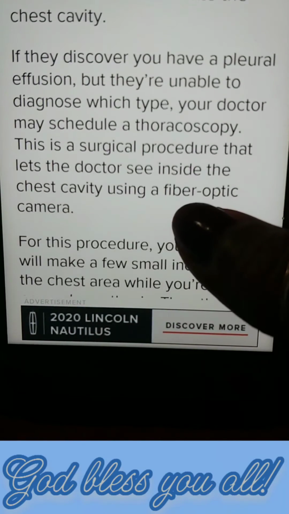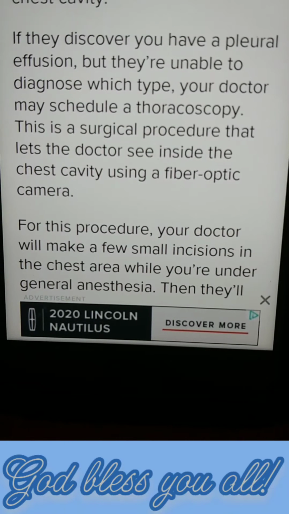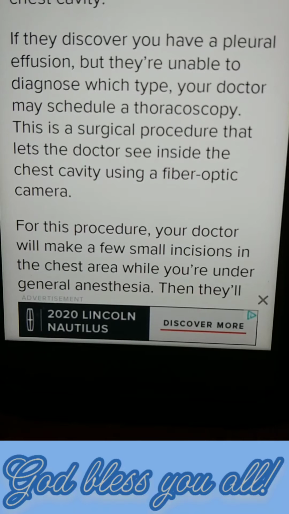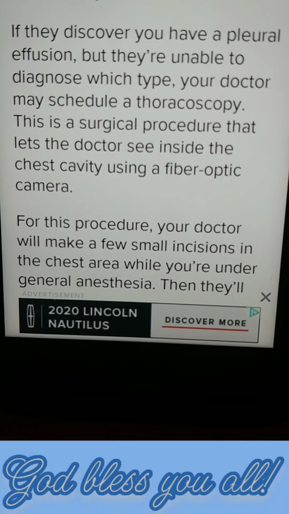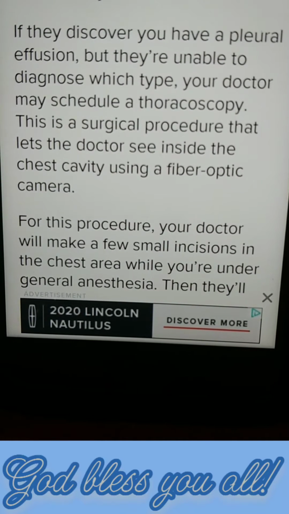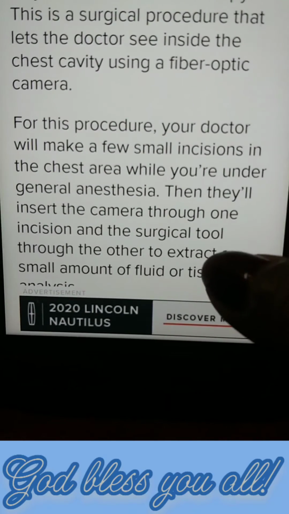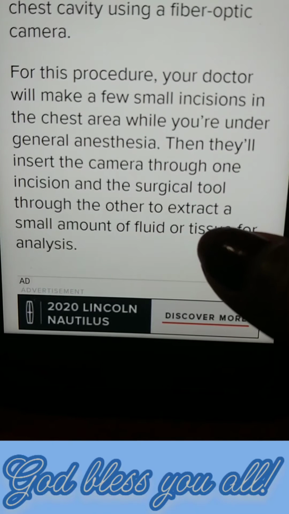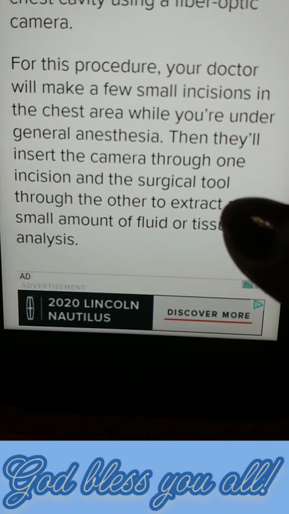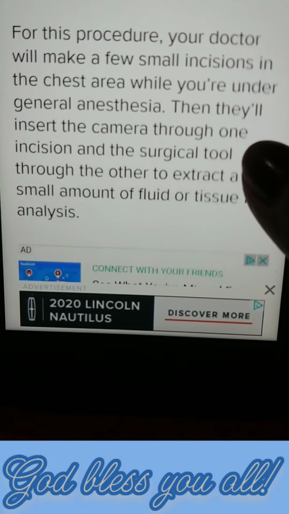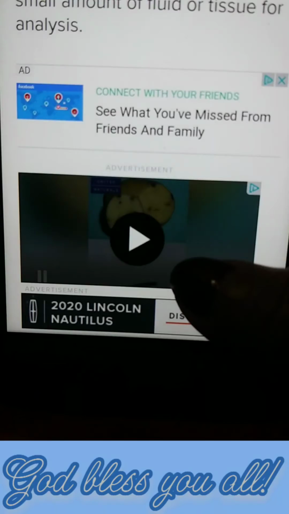If they discover you have a pleural effusion but are unable to diagnose which type, your doctor may schedule a thoracoscopy. This is a surgical procedure that lets the doctor see inside the chest cavity using a fiber optic camera. For this procedure, your doctor will make a few small incisions in the chest area while you're under general anesthesia. Then they'll insert the camera through one incision and the surgical tool through the other to extract a small amount of fluid or tissue for analysis.